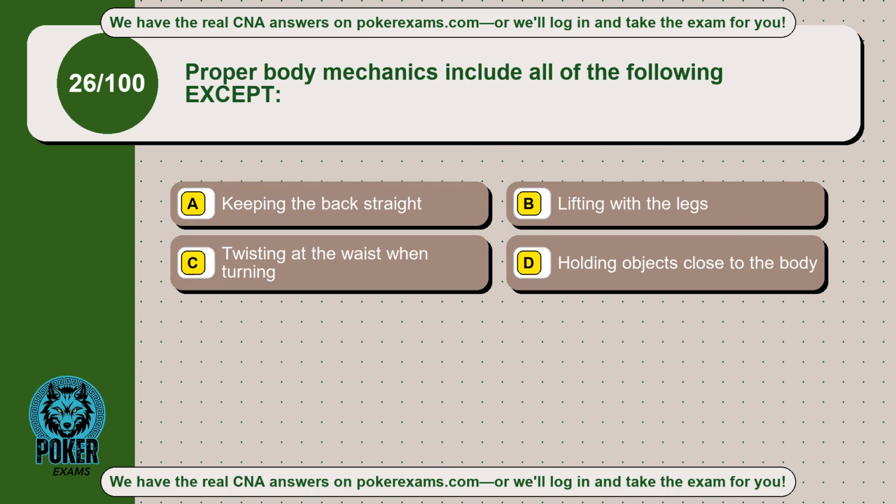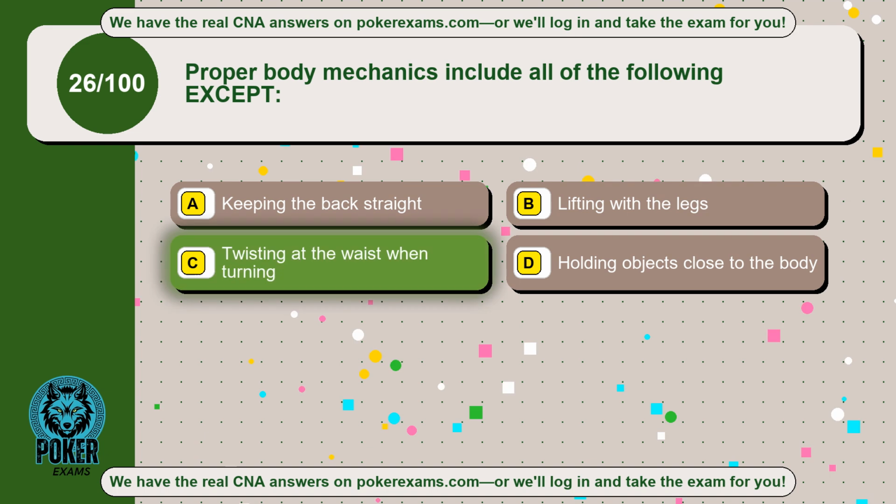Question 26. Proper body mechanics include all of the following except: Option A, keeping the back straight. Option B, lifting with the legs. Option C, twisting at the waist when turning. Option D, holding objects close to the body.